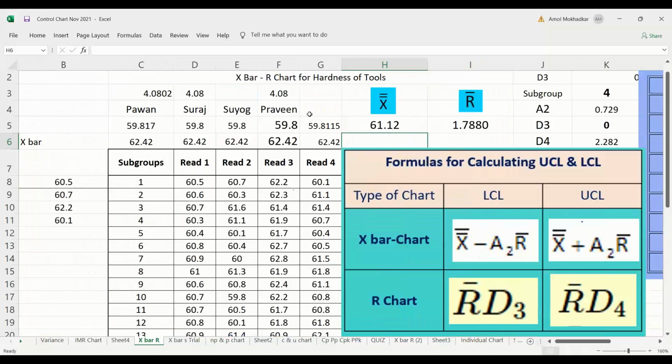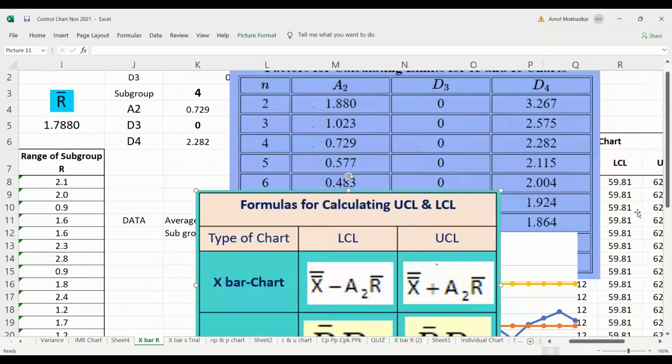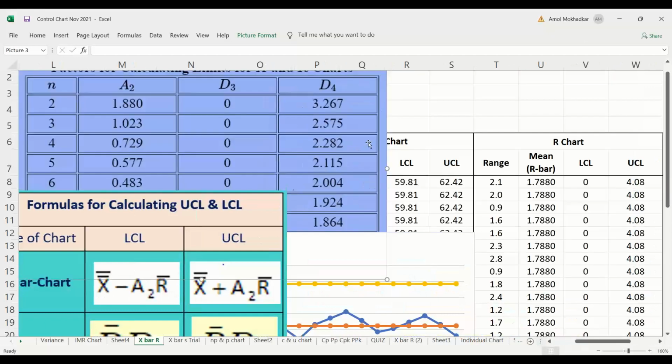And for the range chart, we will calculate only UCL, because for LCL the D3 value is 0. So R bar doesn't matter, it will be 0 only. It will be D4 into R bar. That is 4.08022, or you can say 4.08. So good, everybody has calculated correctly. Now you have the data, you have the LCL, you have the UCL. You can prepare the control chart now.